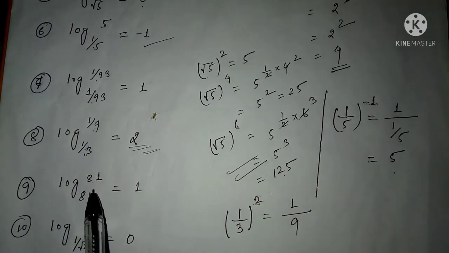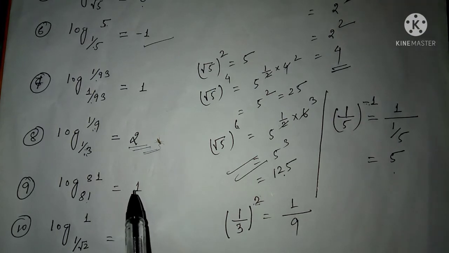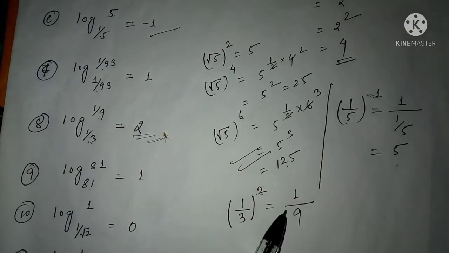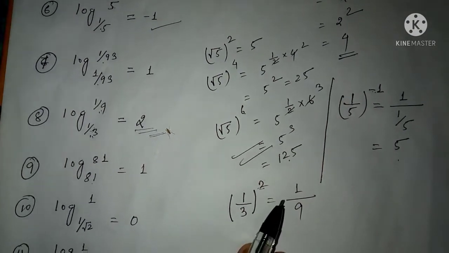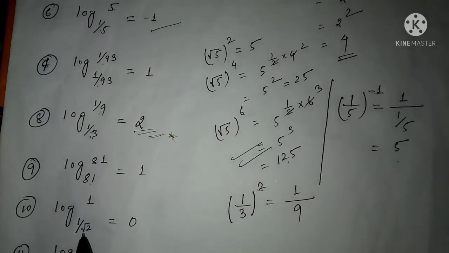Then the next question is your what power of 81 gives us 81? Definitely 1. If you write 81 power 2, it will exceed 81. So the answer is 1.